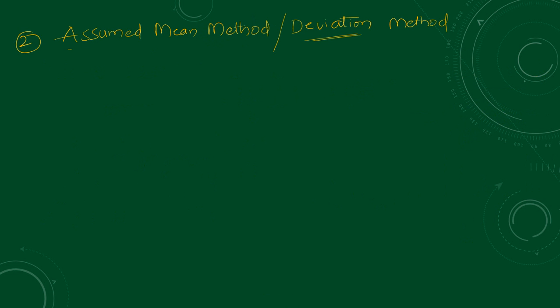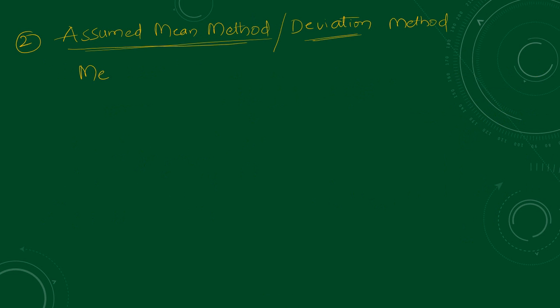The second method is the assumed mean method. These methods are very, very important. Just understand the method, and after that we will go with the problem, then you will clearly understand. First of all, you should know why we call these methods by these names: assumed mean method or deviation method.